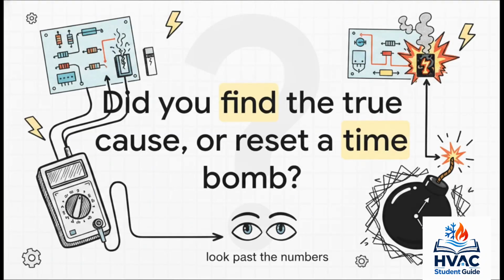Which brings us to a final, kind of provocative question to chew on. Let's say you properly isolated the circuit, you measured OL across a fuse, correctly identified it as blown, and swapped it out with the perfect replacement. Awesome. But did you actually find the true physical cause of that overcurrent, or did you just reset a ticking time bomb? Next time you grab your multimeter, remember to look past the digital numbers on the screen and really visualize that physical path of the electrons.